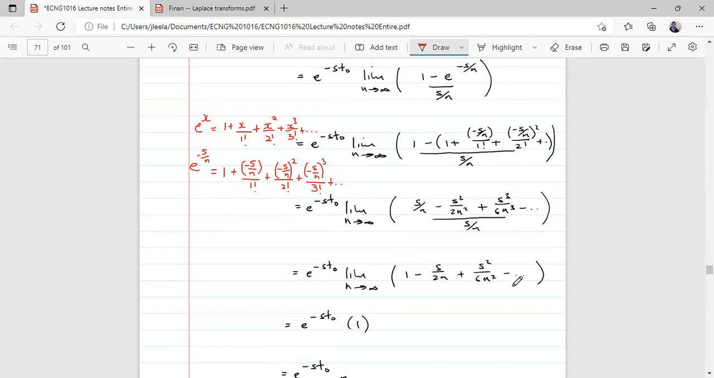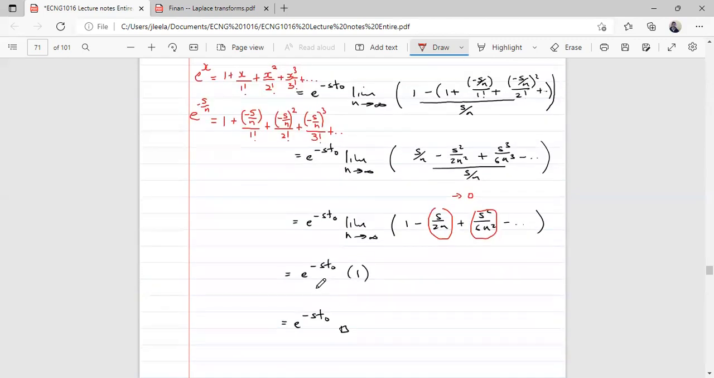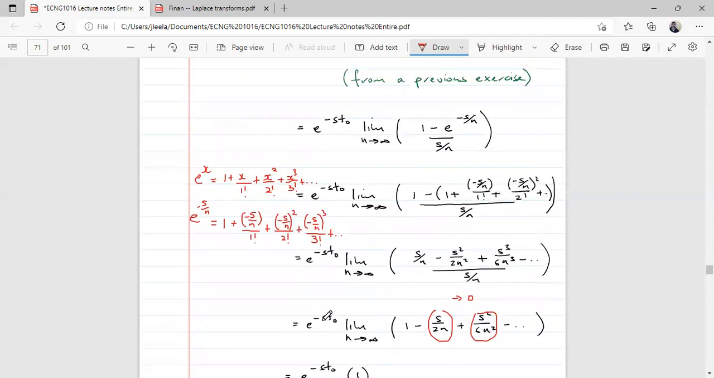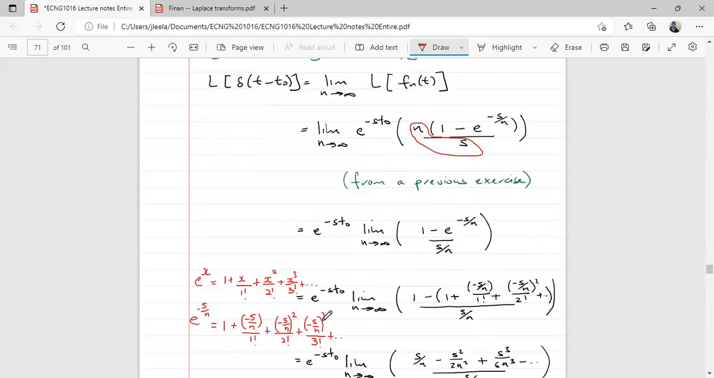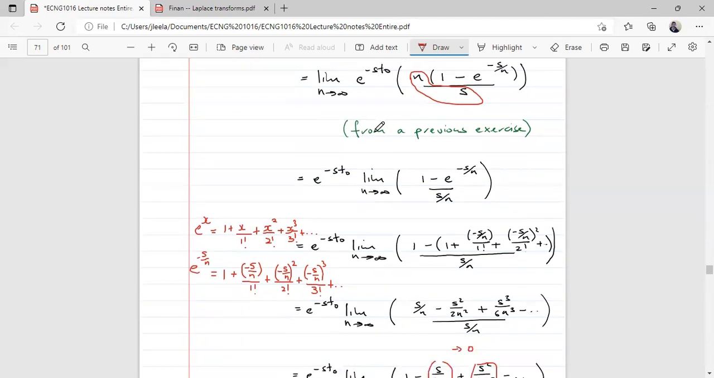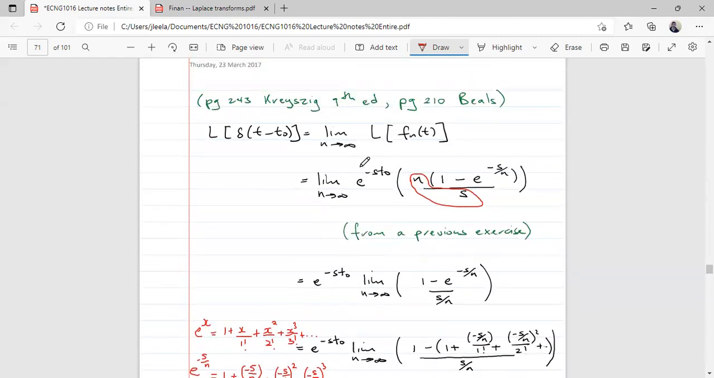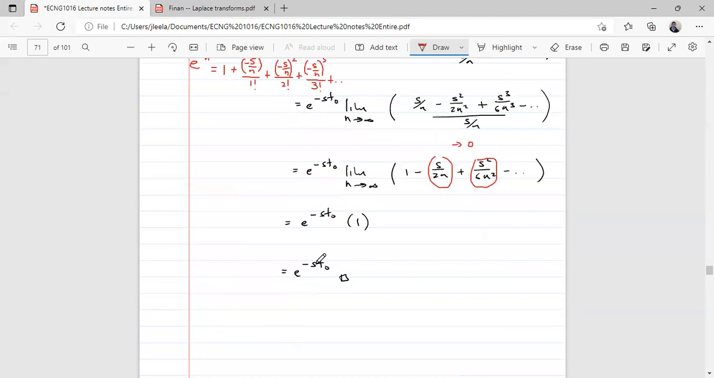So every term here beyond the 1, the denominator will tend to infinity because N is approaching infinity. So all these values here, this one and beyond, will approach 0, right? Since N is tending to infinity. So you see, you'll just get 1 here. So that is why the Laplace of the delta Dirac function is just e to the minus S T naught. So what you have to do is take the limit of f n t as n approaches infinity in order to show that the Laplace of the delta Dirac function is e to the minus S T naught.